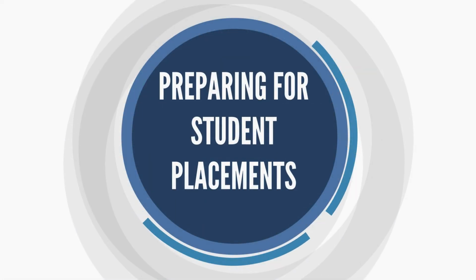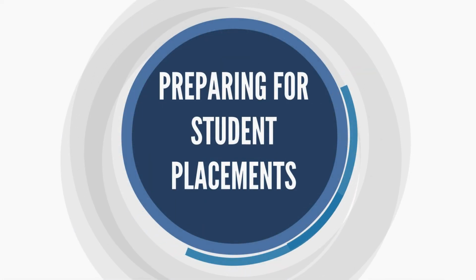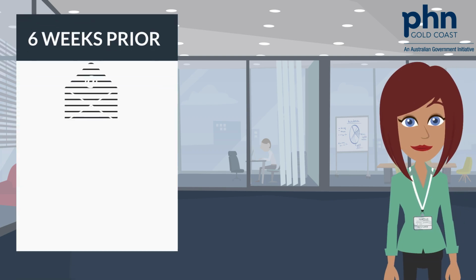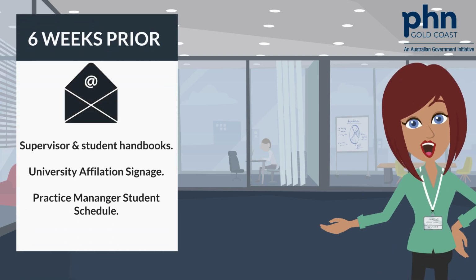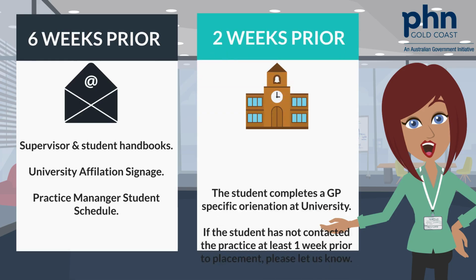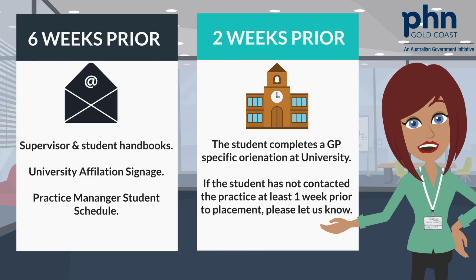The GCPHN Clinical Placements team collates and distributes university and cohort-specific documentation emails at least 6 weeks prior to the placement commencing to you and your team. 2 weeks prior to a placement commencing, the student is required to complete a GP placement orientation advising of all requirements and to contact the practice to confirm the placement.